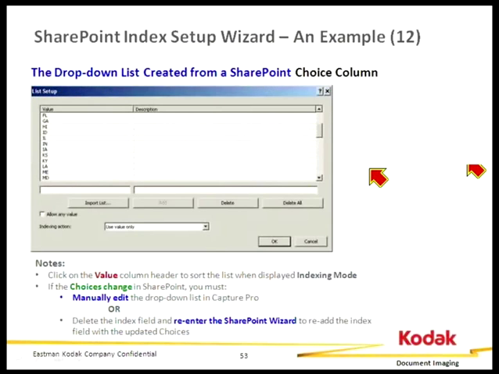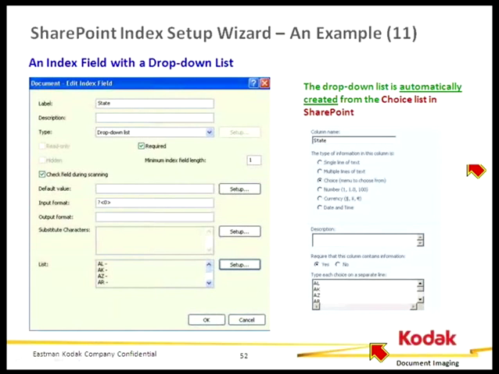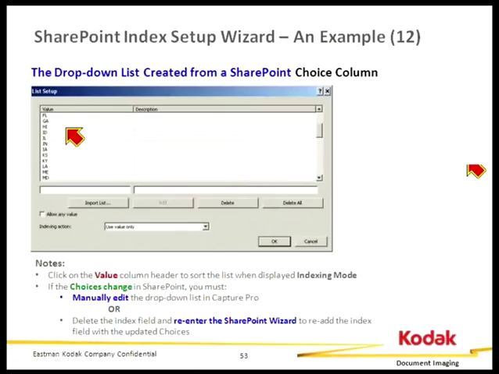If I click on this setup button to see the contents of the list in a little more detail, if the list is not sorted for some reason, and when I want to display the drop-down list to the user in Capture Pro, I can click on the value column header to sort the list.